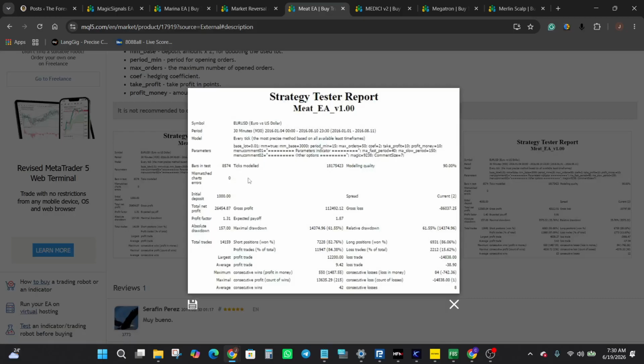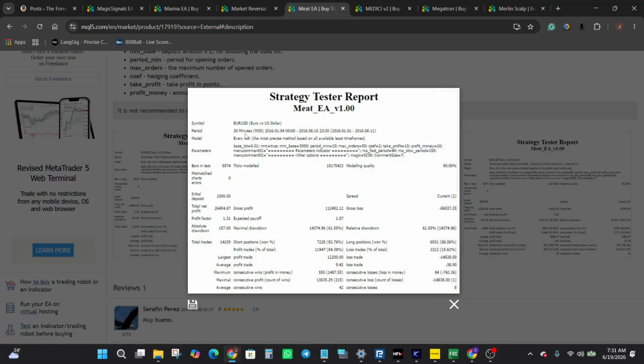As we review the historical testing results, it is important to remember that backtesting provides insights into how an EA performed under historical market conditions. While historical analysis can be useful for evaluating behavior and consistency, it should never be treated as a guarantee of future results. So now let's start by looking through the strategy tester reports provided here by the developer.